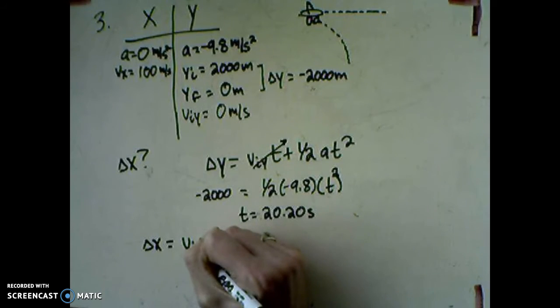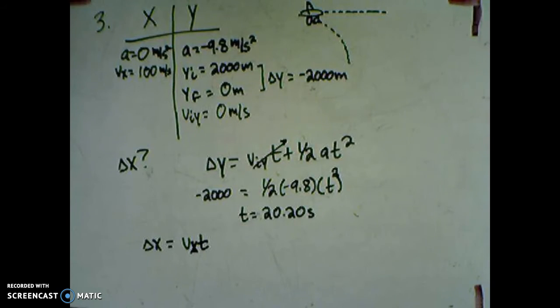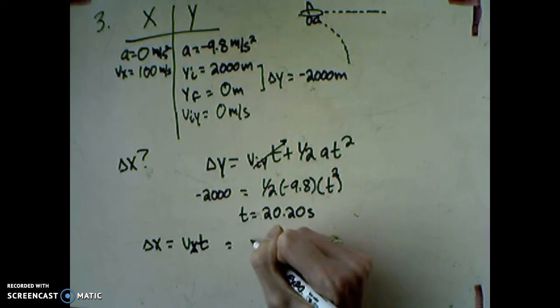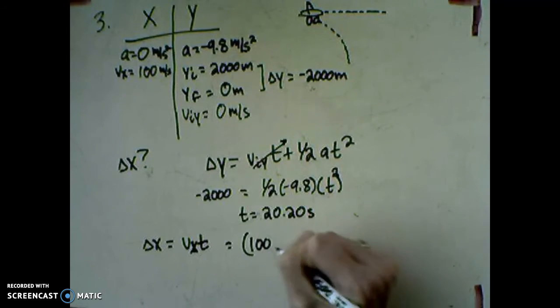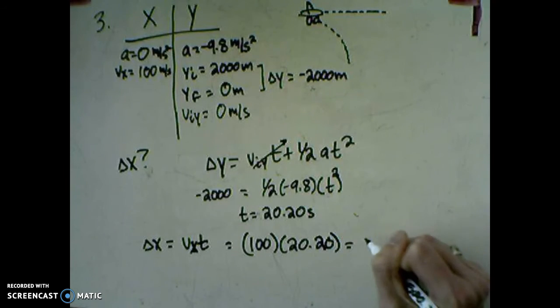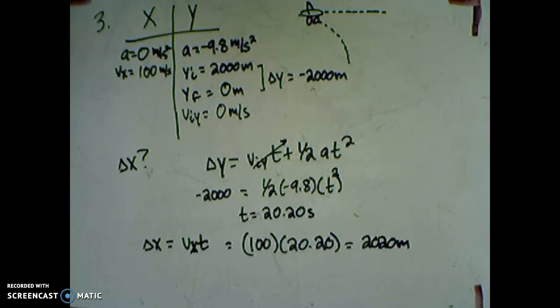Now I can go back to my delta x equation. Delta x equals Vix, or Vx, remember it's all the same t. Plugging in, delta x equals Vx, which is 100, times 20.20, which gives me 2,020 meters, which is my correct answer.